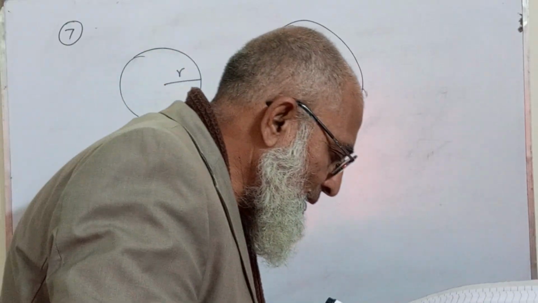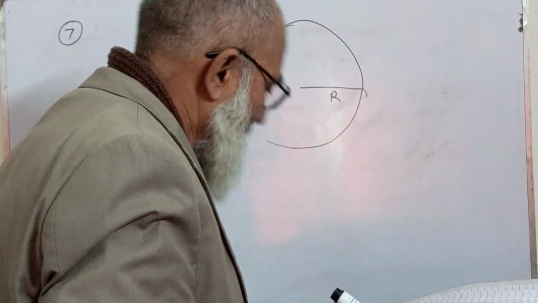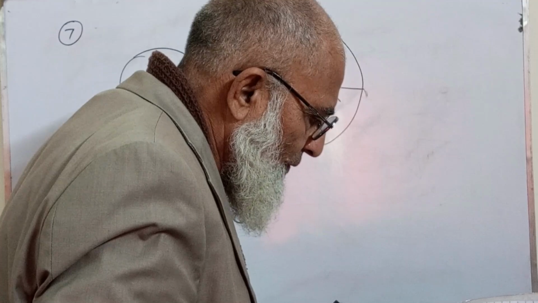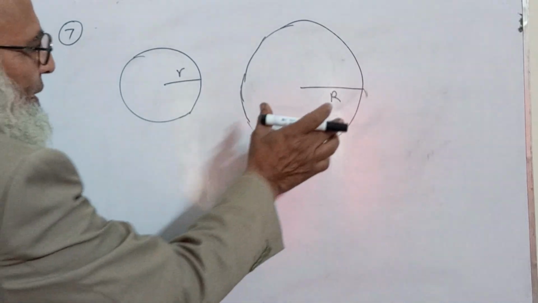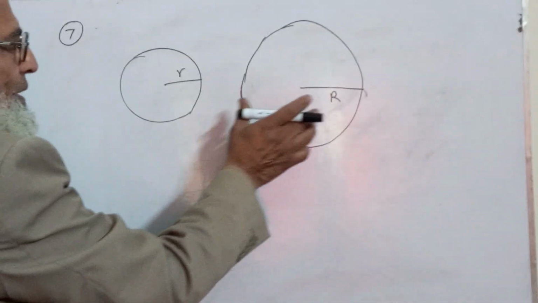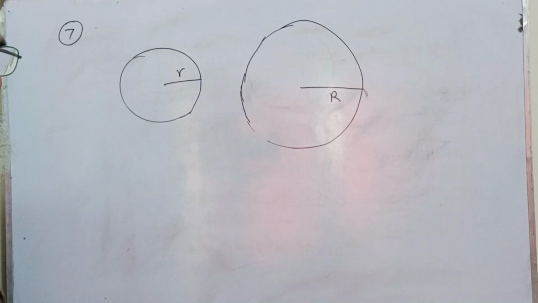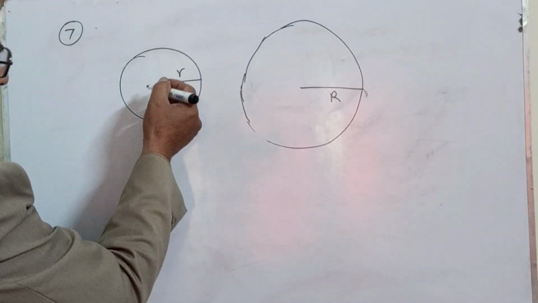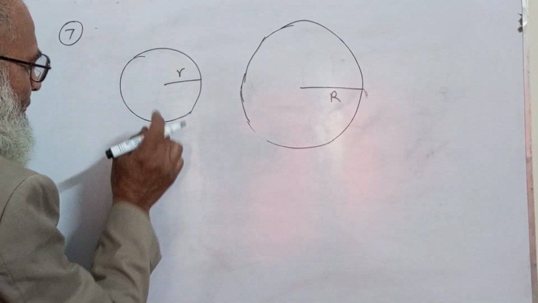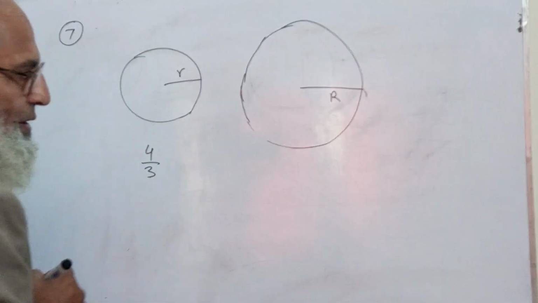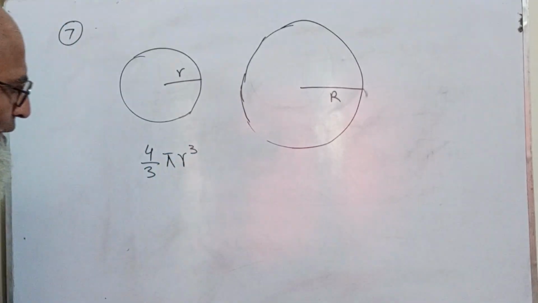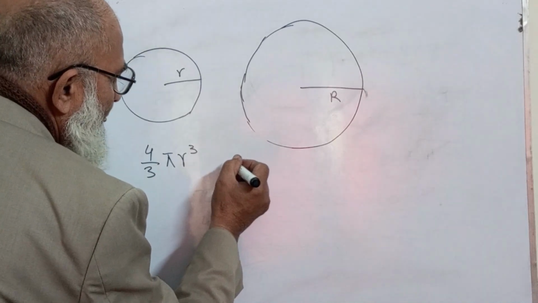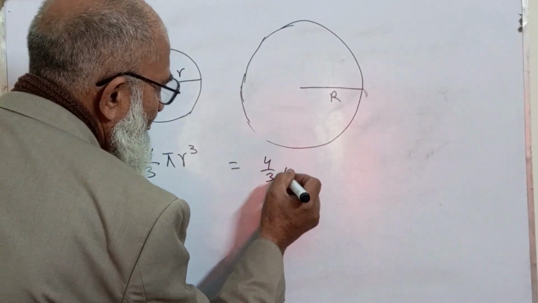Now what is given? The volume of the larger sphere of radius R is twice the volume of the smaller sphere. Yes, the radius of this is twice as much as the radius of this sphere. Now let me write the sphere. The volume of a sphere is 4 by 3 pi R cube, and it is equal to 4 by 3 pi r cube.